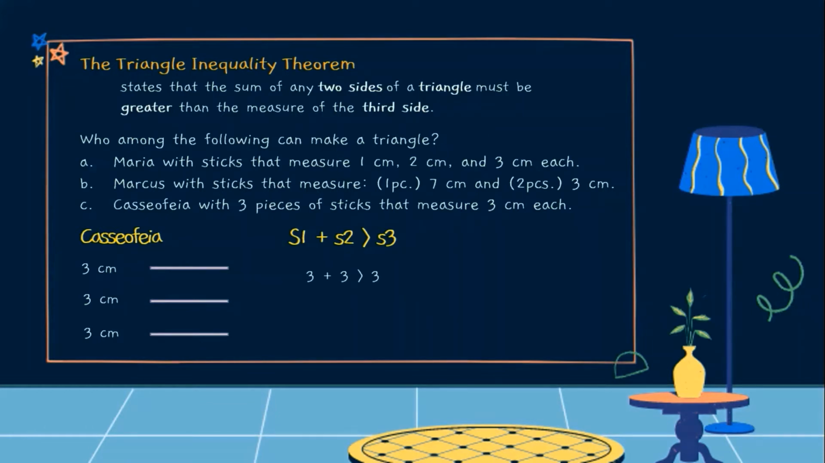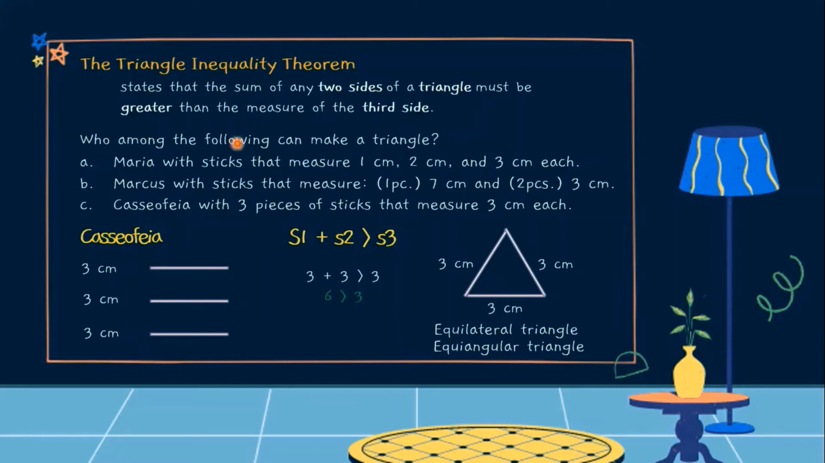Trying out the inequality theorem, since pare-pareho lang naman na 3 yung sukat, 3 plus 3 is greater than 3. 3 plus 3 is 6, and 6 is greater than 3. Kahit balik-balik na rin natin yung sukat ng mga ito, since pareho lang, ito pa rin naman. Trying it out, ito yung mga sticks ni Cassiopeia, lahat ay 3 centimeters. At kung mapapansin natin, we're able to form a triangle. Close ito, ibig sabihin, this is a polygon with 3 sides, kaya ito ay triangle. And this is actually an example of an equilateral triangle, meaning all the measures of the sides are equal.